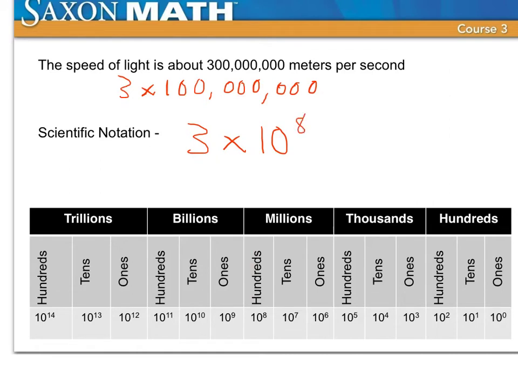Okay, so there's our scientific notation for 300 million. And we can check this because remember I said in the first slide that this exponent here tells you how many places to move the decimal.